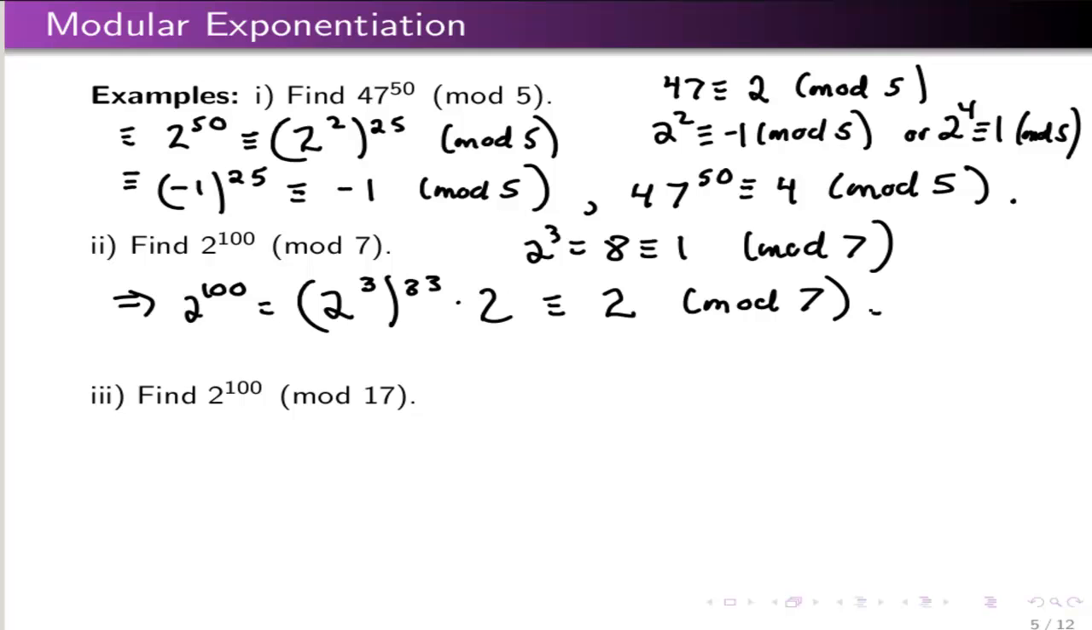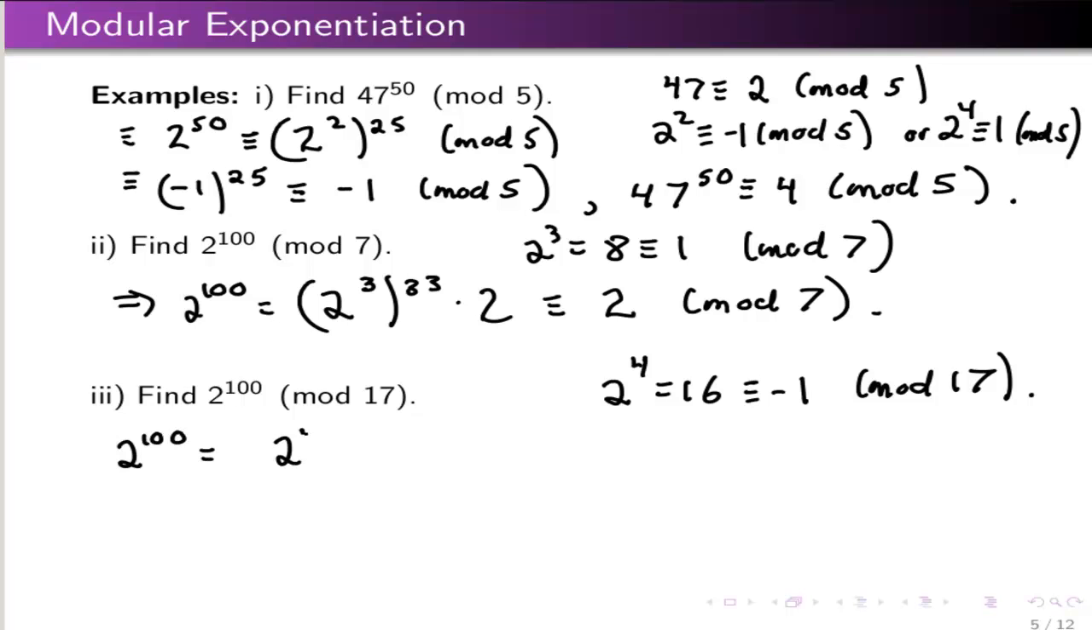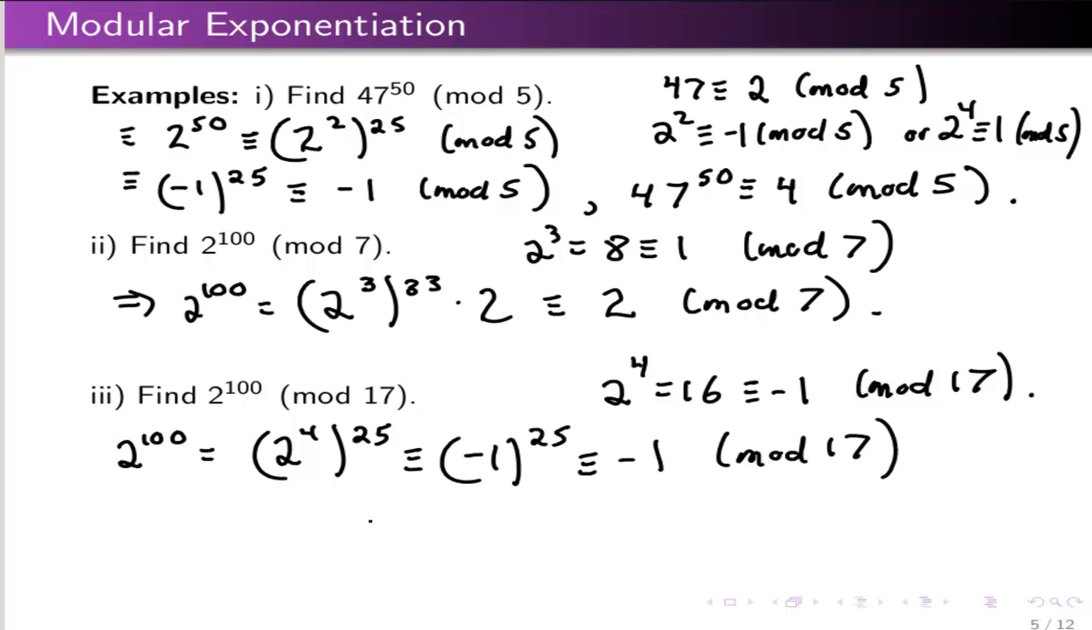For 2 to the 100th mod 17, we've got 2 to the 4th power is 16, which is negative 1. So let's just stop right there. And thus 2 to the 100th is 2 to the 4th, 25 times. So 2 to the 4th, I substitute in negative 1, raise that to an odd power, and I get negative 1. So the least residue would be 16.